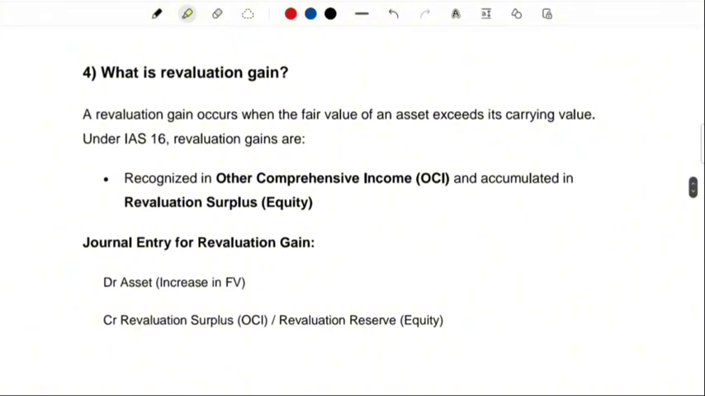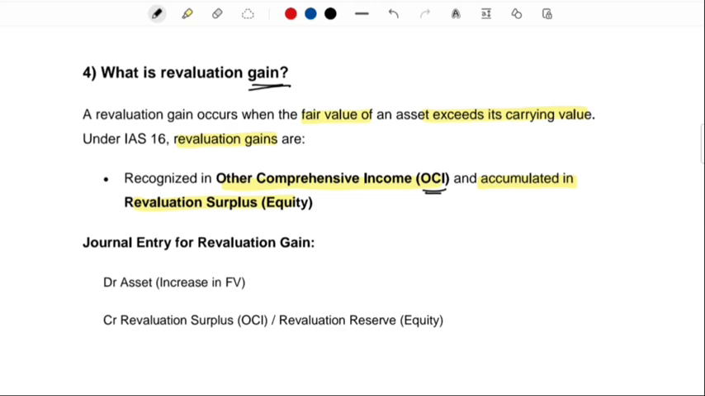So what is revaluation gain? A revaluation gain occurs when the fair value of an asset exceeds its carrying value. Under IAS 16, revaluation gains are recognized in other comprehensive income and accumulated in revaluation surplus, which is an equity account. It's a reserve account. To recognize that gain in other comprehensive income. Why not in profit or loss? Usually when we think of gains, we think that it should be recognized in profit or loss. Why do you think it is not recognized in profit or loss?